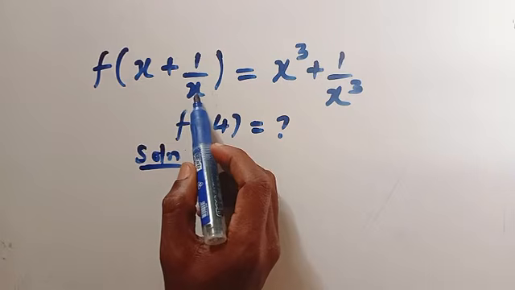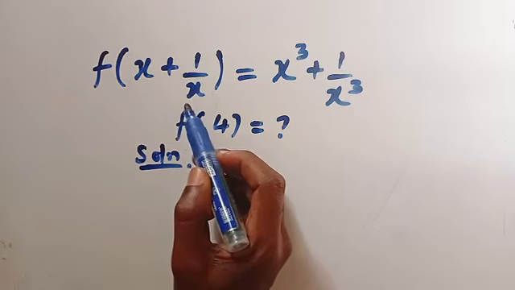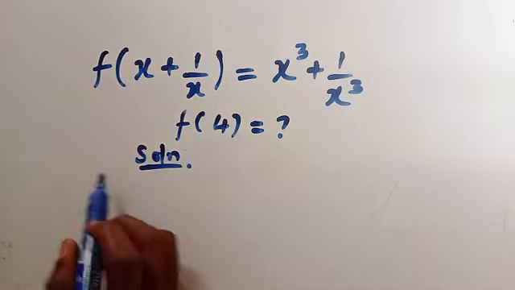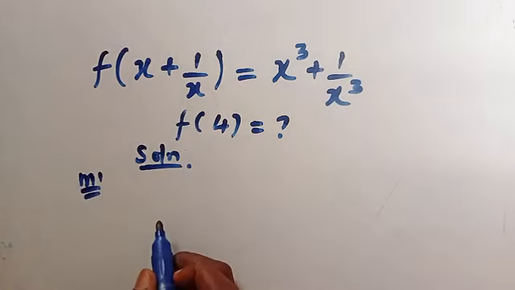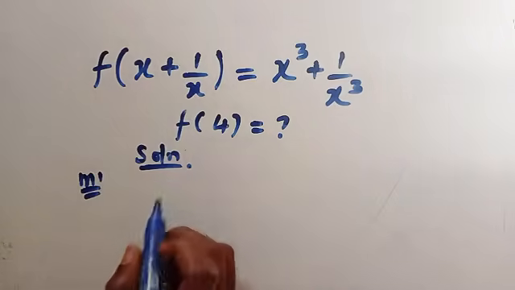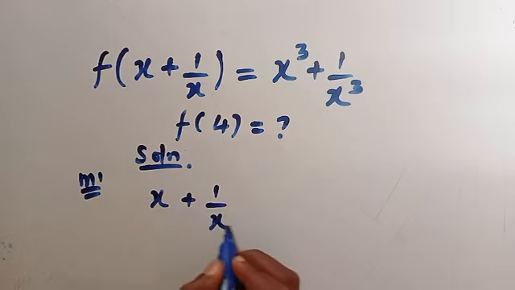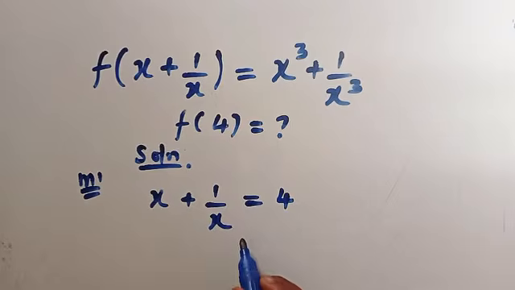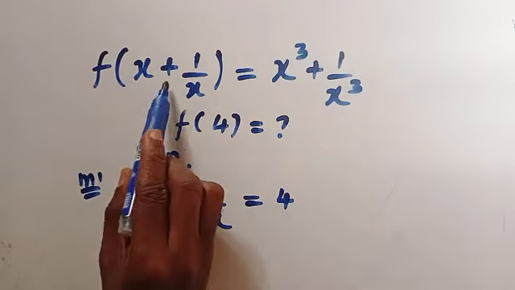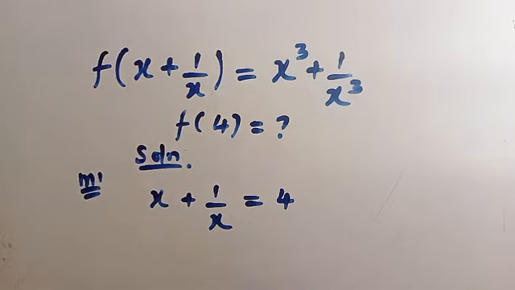First, x is not equal to 0 to avoid having an undefined function. Then for the first method, let's try and find x. Let's note that suppose I let x plus 1 divided by x, which is the domain, be equal to 4, that we are looking for. Therefore, this becomes f of 4 equals x cubed plus 1 over x cubed.